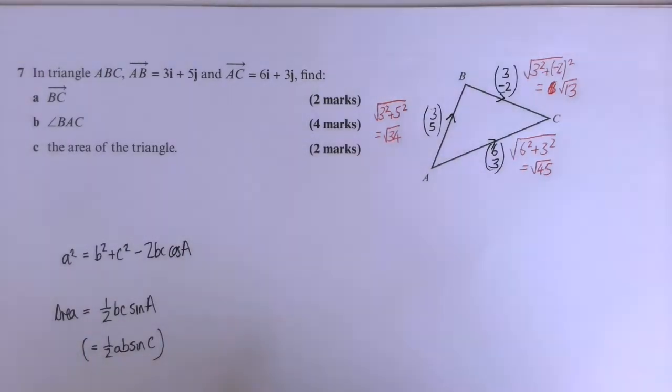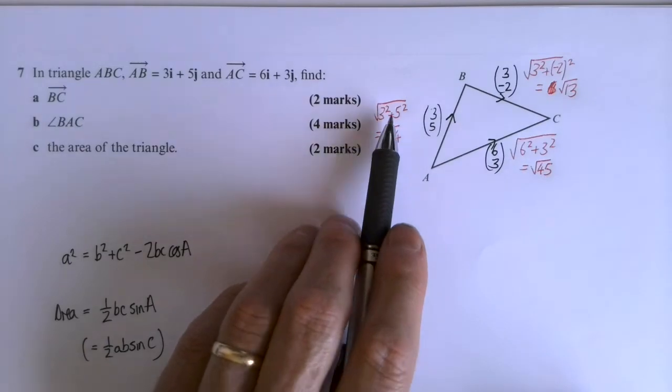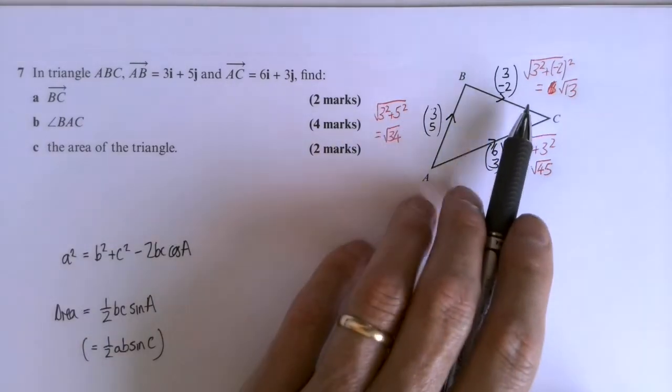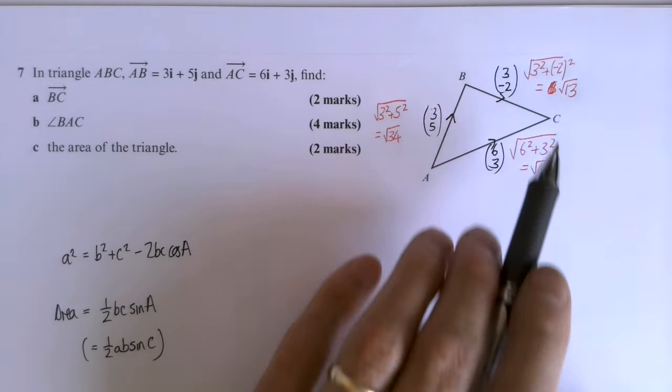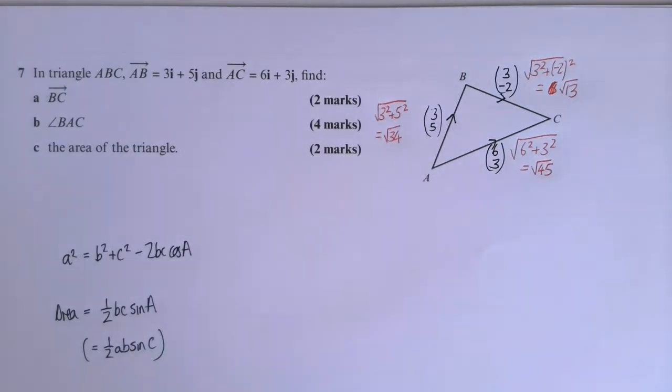I then used the Pythagoras thing to work out the length of all three sides. So this length is 3 squared plus 5 squared, etc., etc. And I've left them all as surds and unsimplified. Well, you'll see why when we come to answer the rest of the question. Some of you will realise why straight away.